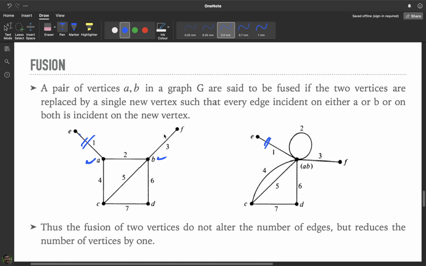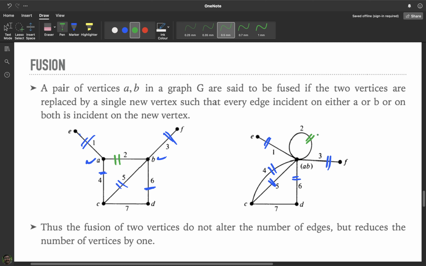Similarly, this edge between F and B will now be incident between F and AB. This edge between D and B is now between D and AB. Again, this edge between C and A will now be lying here, and similarly this edge between C and B would be lying here. Also remember there was an edge between A and B, so you can't remove that edge. The endpoints have become the same, which means that edge has now become a loop.